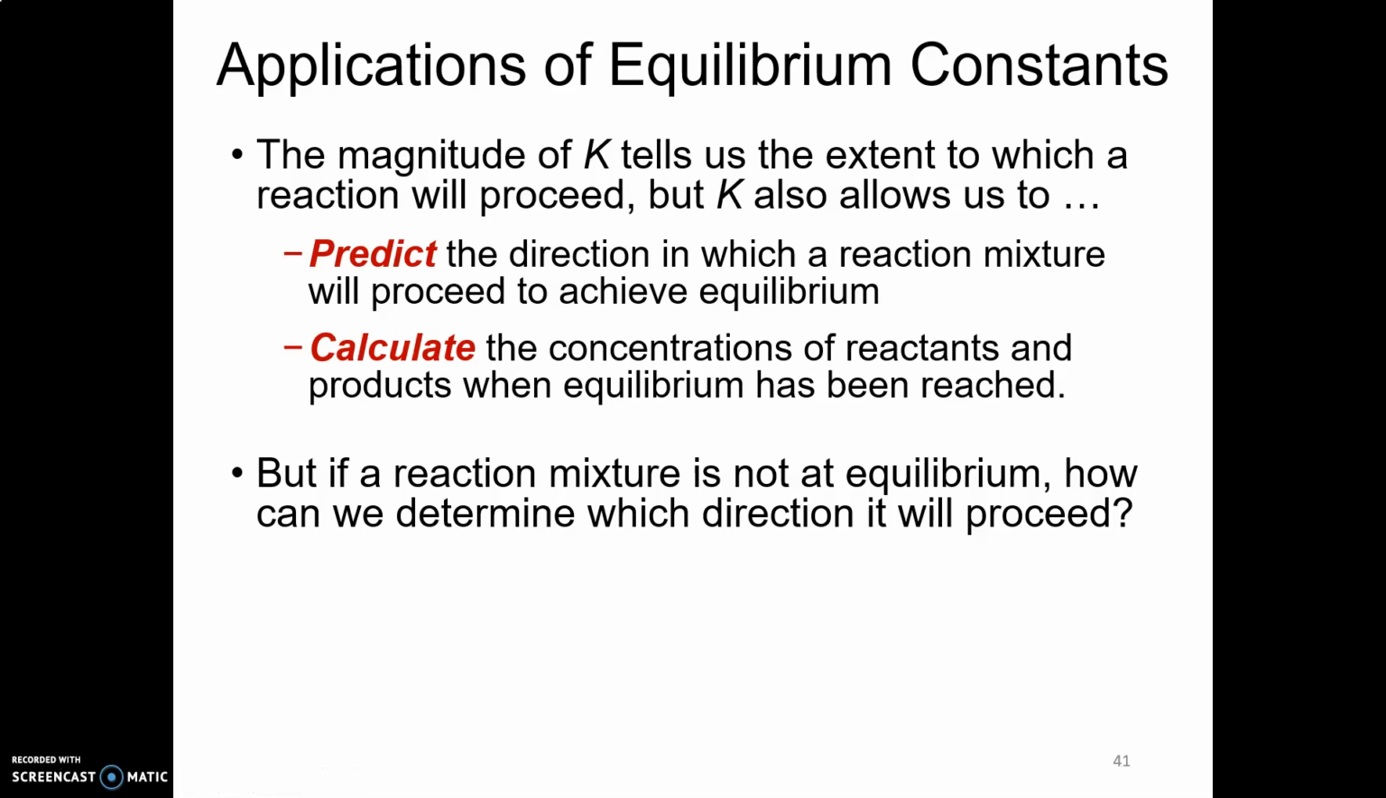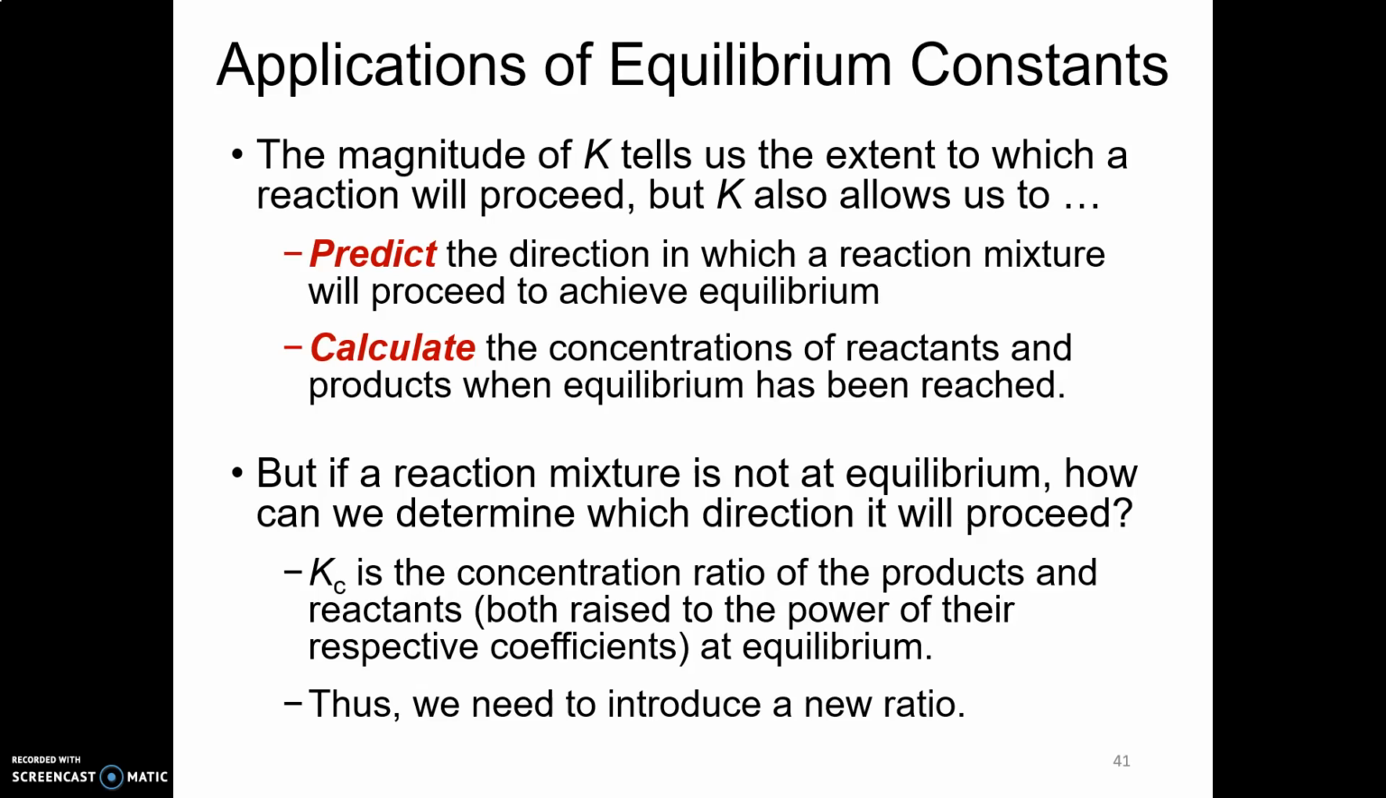okay? So how we use K to do these predictions is we need to compare the relationship of K, which is the relationship at equilibrium, to the initial conditions. Now, this can't be K, right? Because it's initial, and K specifically says it's at equilibrium. But what we can do is derive a ratio that is the exact same concept. It's concentration of products over concentration of reactants. It's just that we're not going to specify that this new ratio is at equilibrium.